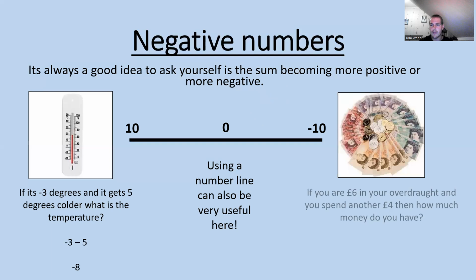If we look on this side, if we imagine a money problem, so let's say you are £6 in your overdraft, which I hope you're not, but some of us are, and you spend another £4, then how much money do you have? Again, imagine it as a number line, or maybe as a temperature, where it's -6 and it's getting 4 degrees colder. The actual sum we have is -6 and we're taking away 4 more. We are becoming more negative. So in the end, we will end up at -10 there.